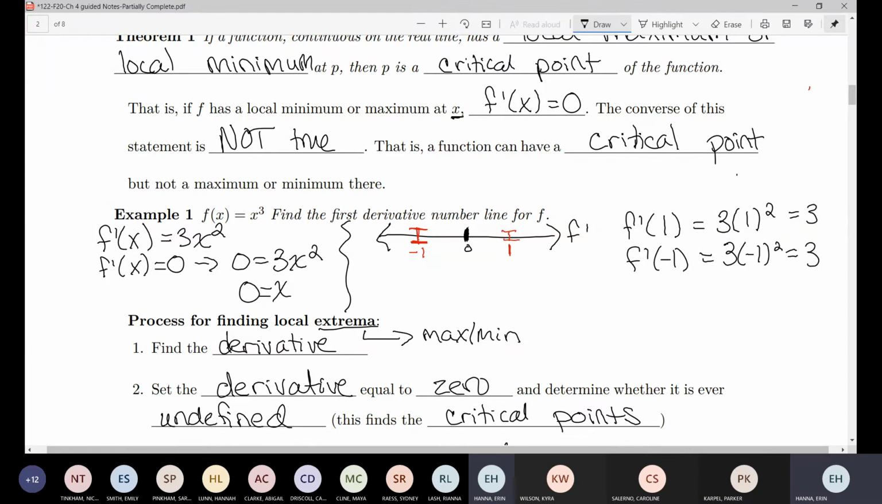3 is a positive number, so that means that the test point of 1, this is a little high up. I should have drawn this down a little farther, just for my own sanity. Sorry, now I made that number line really long.